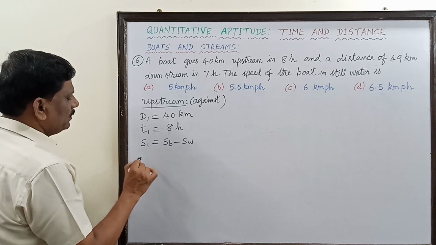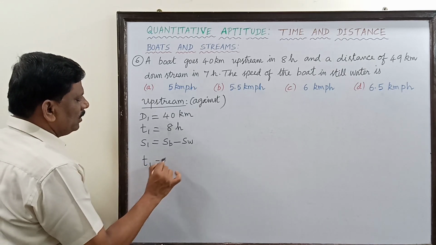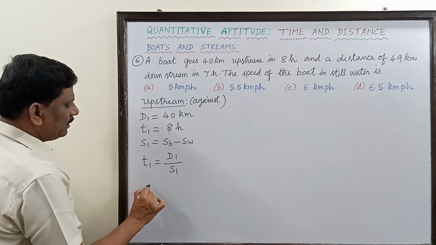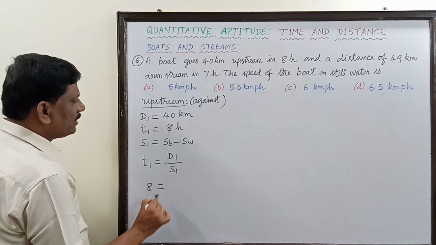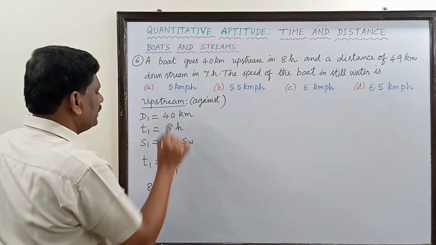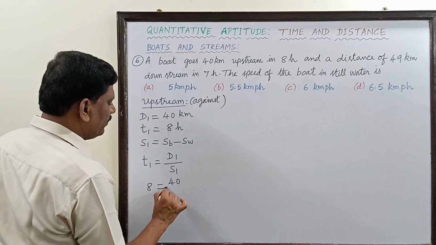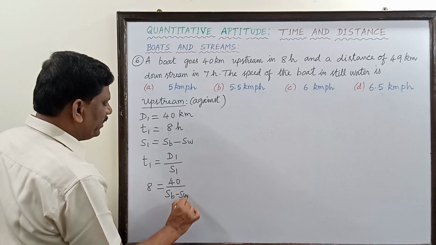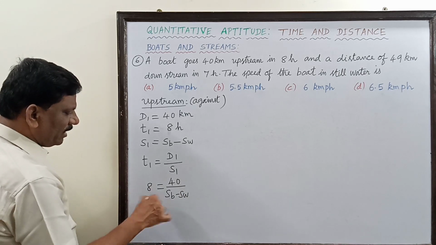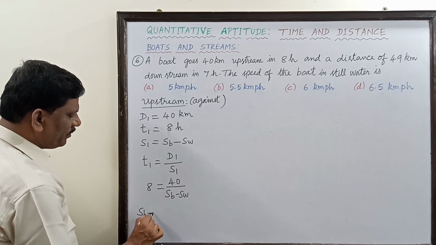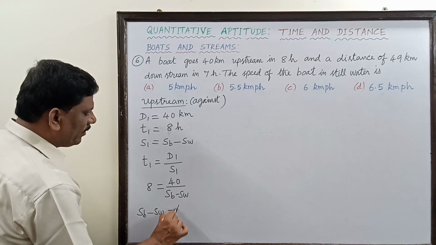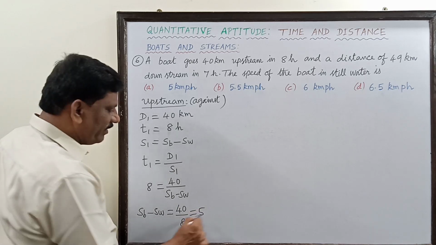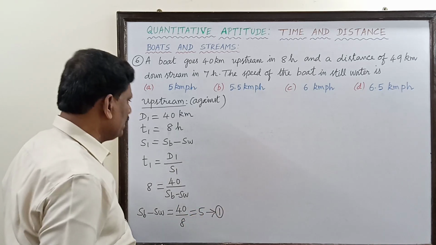So time is equal to distance by speed. So 8 is equal to distance, which is 40, divided by SB minus SW. Or we can write it the other way also: the relative speed SB minus SW is equal to 40 divided by 8, that is equal to 5. 8 5s are 40. So this is equation 1.